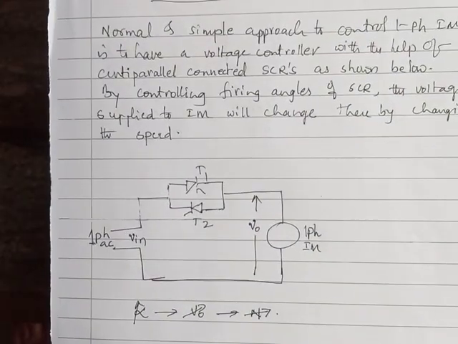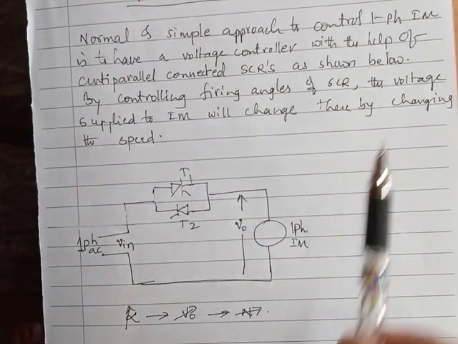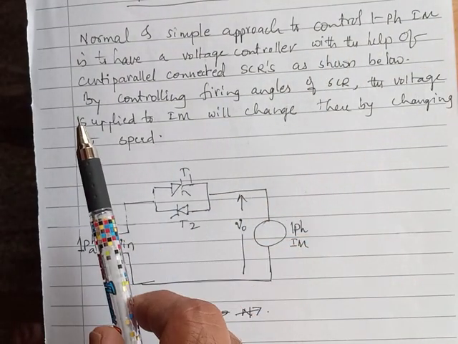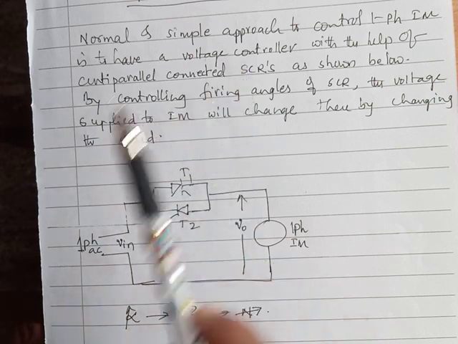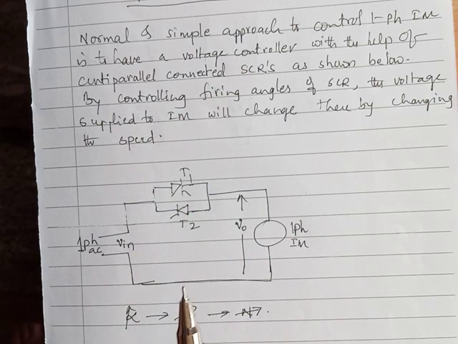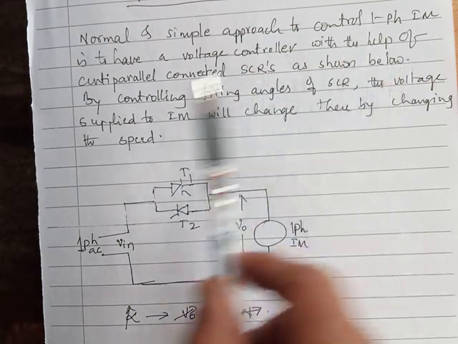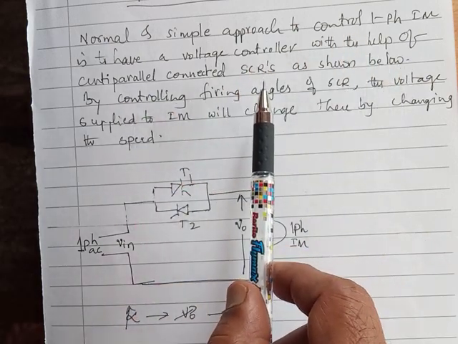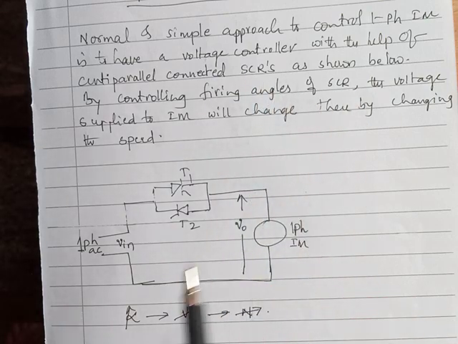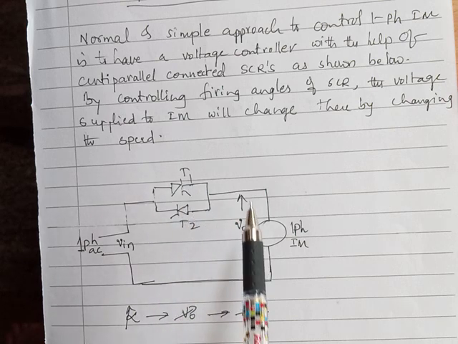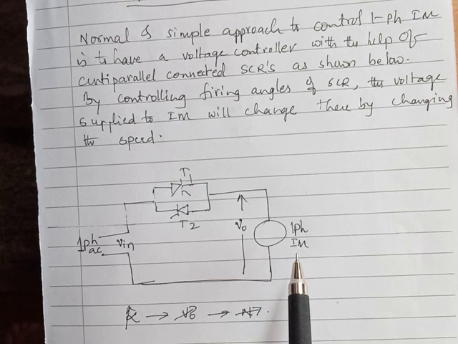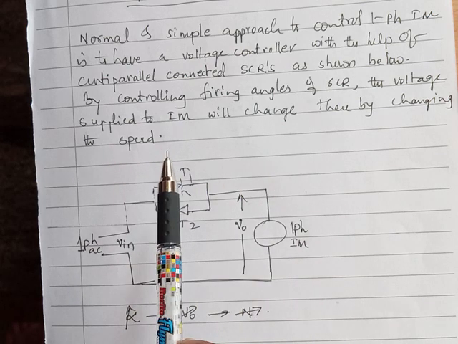So, the normal and simple approach to control the single phase induction motor is to have a voltage controller, and that is done with the help of anti-parallel connected SCRs as shown in this figure. By controlling the firing angle to these SCRs, the effective value of voltage supplied to the induction motor is changed, and thereby the speed is changed.